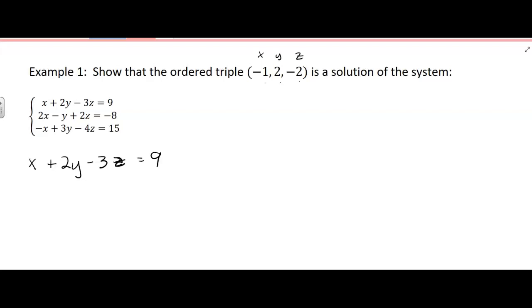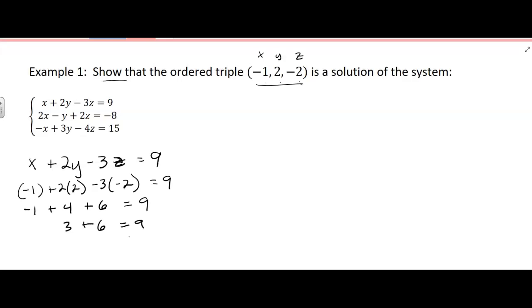So I'm going to plug those in. -1 plus 2 times 2 minus 3 times -2 equals 9. Now this is supposed to work because it says show that this is a solution. That ordered triple has to work for all three equations. So I get -1 plus 4 plus 6. Does that equal 9? Well, -1 and 4 is 3, and 3 plus 6 is 9. So it works for the first equation, but it has to work for all equations in the system.